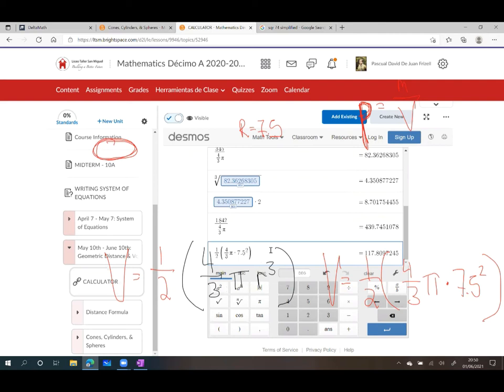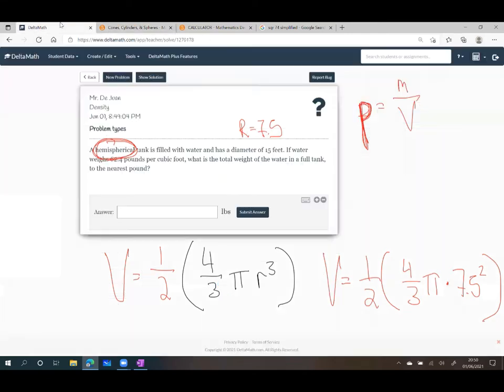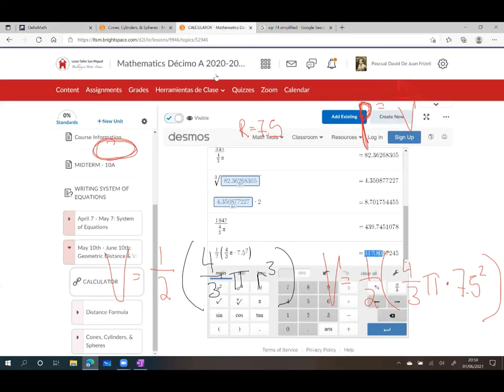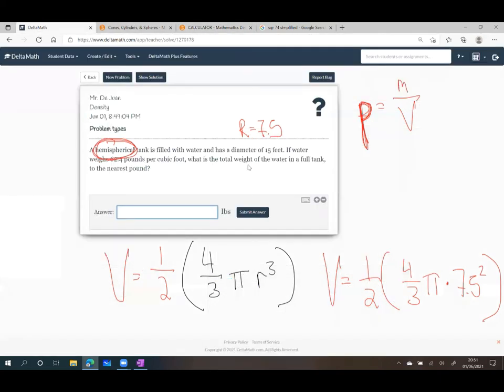And now that you have that, you have your answer, 117.8097. Well, we only need the 10th, so let's take the 100th decimal as well. But we're not quite done, because we only know that the volume is 117.8. So let's type that in right up here, and let's keep on reading to see what we have.